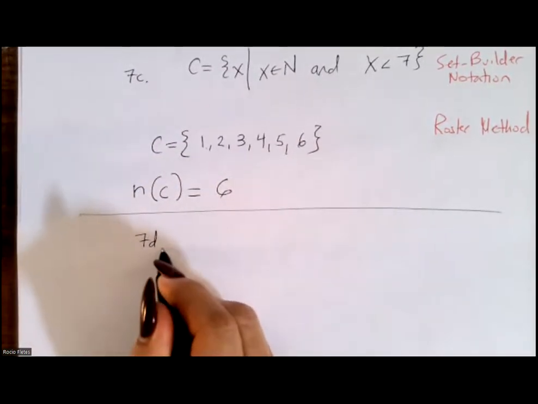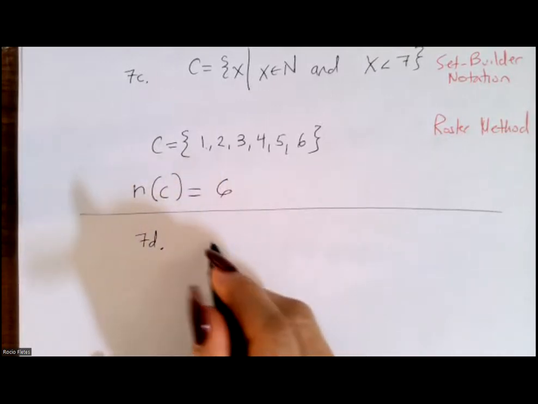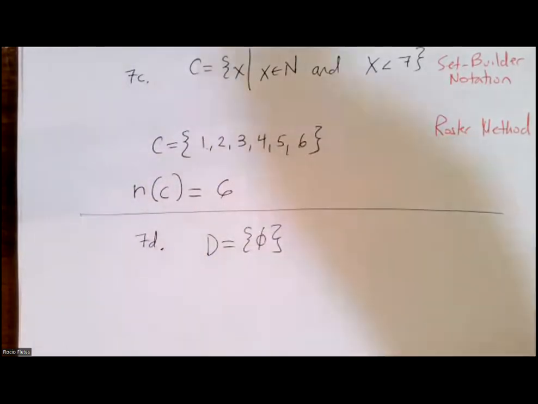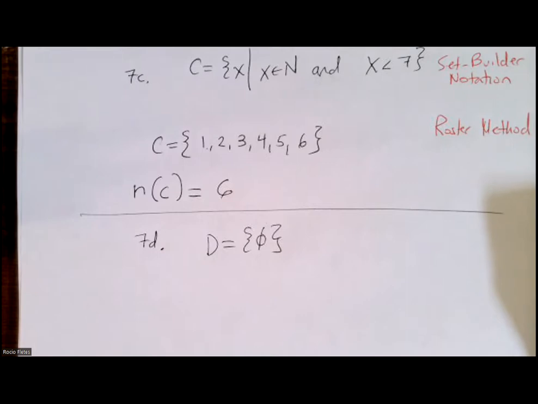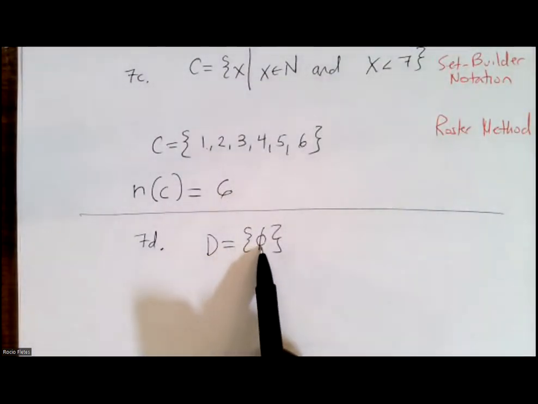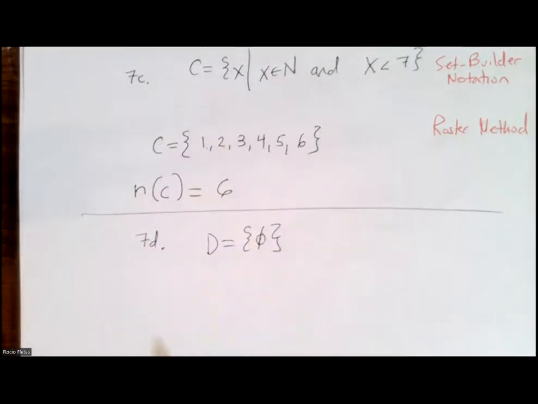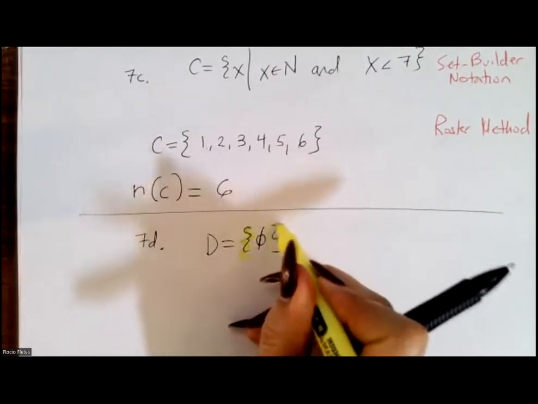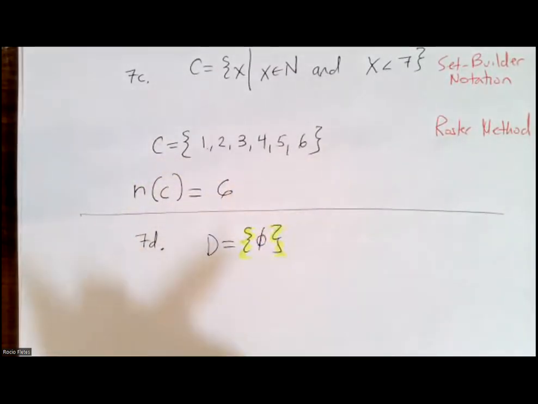And then 7D, D is the empty set. Right? Is that correct? If you were here, I would say, no, that's not correct. D is not the empty set. D has one element, the empty set, but D is not the empty set because D, remember, D is represented by these braces. So D is actually not empty because D has one element.